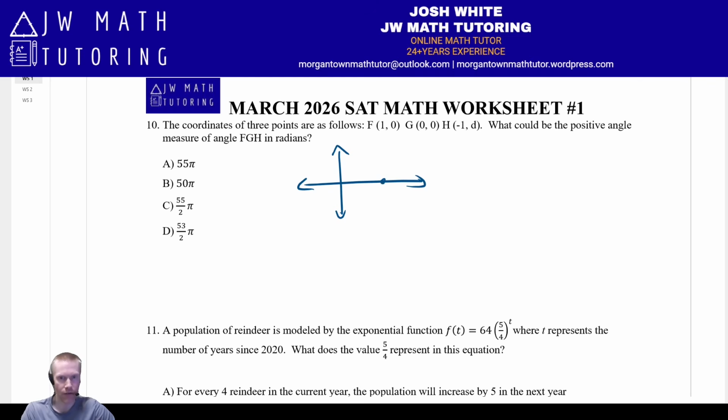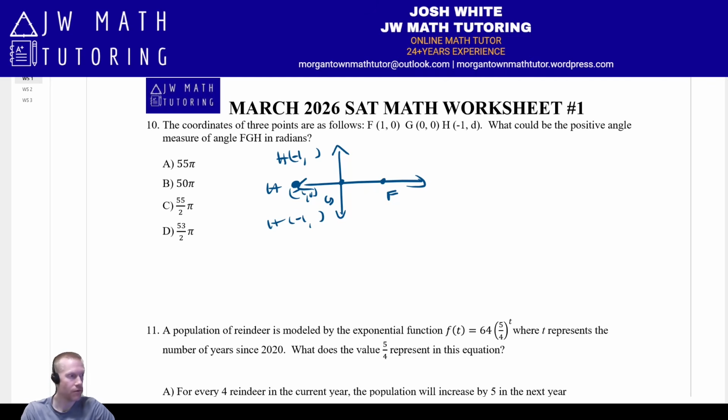Okay, so you have f over here at 1, 0. You have g over here at 0, 0. And then somewhere there's a point over here, h. It's at -1, d. So h could be up here. H could be down here at -1, 0. Or h could technically also be down here. We don't know.